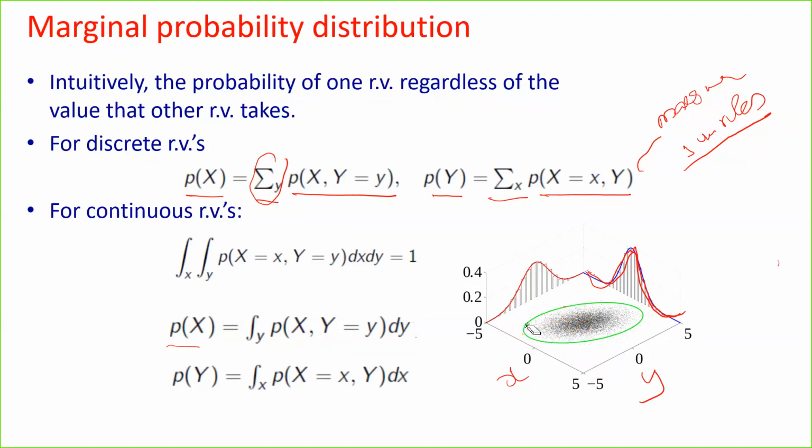Similarly, when you ask for the probability of y, it is how the y values are distributed irrespective of the x values. This is how the y values are distributed irrespective of the values that x is taking. So got it, right? The interpretation of probability of x and probability of y. Clear? Shall we move on?